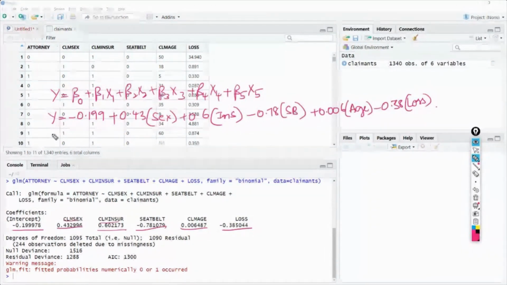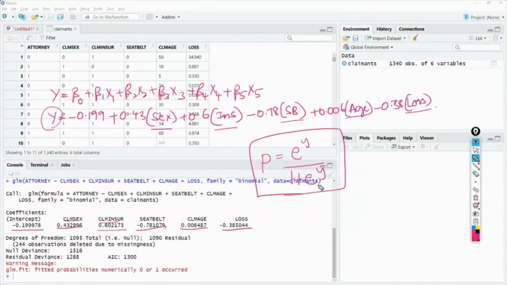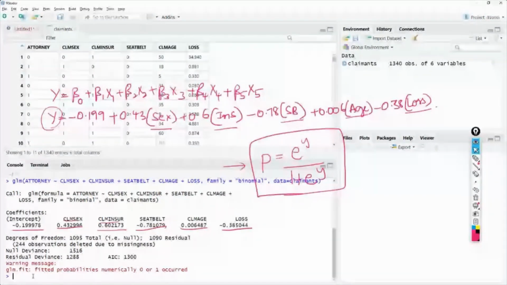This equation, what would you do then? If you have gender or sex, insurance details, seat belt, age, and loss, you take all those inputs and substitute them in this equation. When you substitute, you'll get a y. That is not the final output. You have to take that y and substitute it in: probability is equal to e raised to the power y divided by 1 plus e raised to the power y. You need to substitute in this formula, right? Then you will get the probability values. Let me type it for you here.